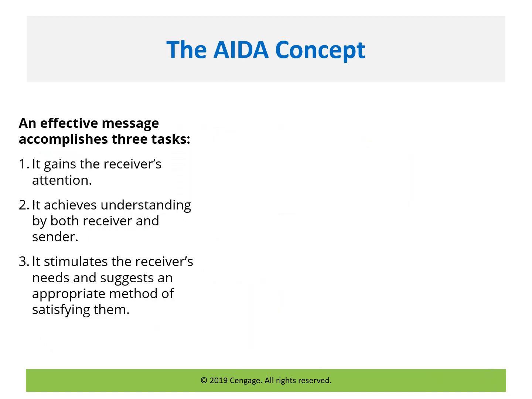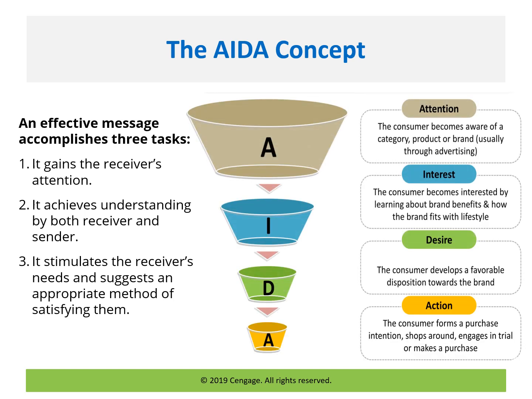To reiterate what was mentioned in the previous slide, an effective message accomplishes three tasks. It gains the receiver's attention, it achieves understanding by both receiver and sender, and it stimulates the receiver's needs and suggests an appropriate method of satisfying them. The three tasks listed are related to the AIDA concept, meaning attention, interest, desire, action, which are the steps consumers take in reaching a purchase decision.